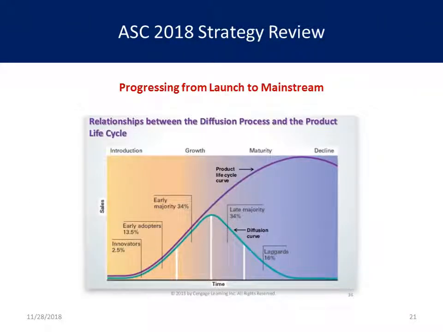I think the product life cycle is something that's important to keep in mind as we think about the strategies that the ASC is following now and into the future. I think that everyone is familiar with this curve, but it shows how sales change over time when a product comes to market. And it shows overlaid on this a population of consumers that are driving the shape of the sales curve. And you can see innovators, early adopters, early majority.